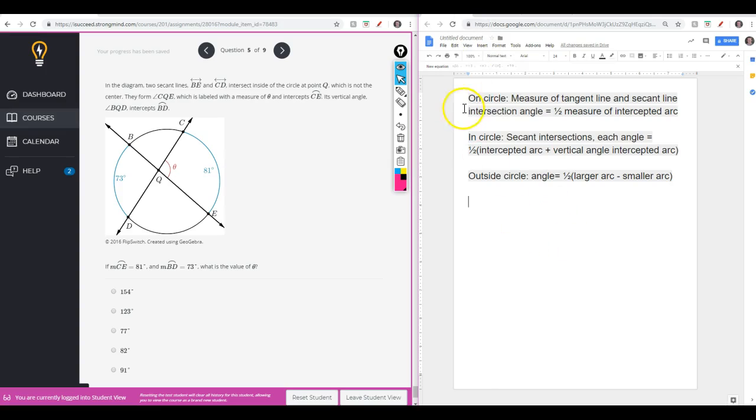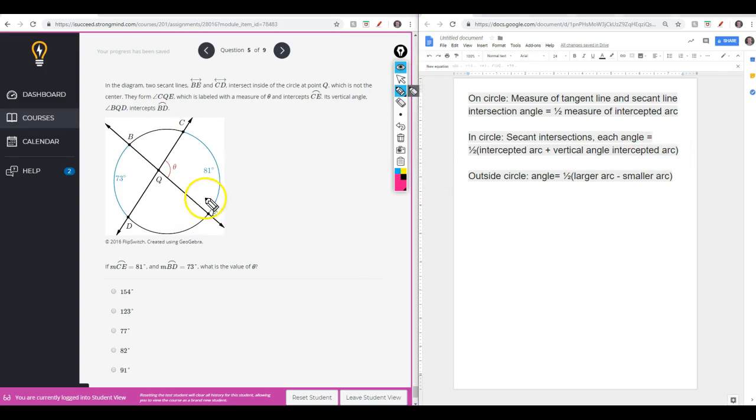Okay, so this is inside the circle, the secant intersections, because these are two secant lines. It's given right there. And this is saying that each angle is equal to half of the intercepted arc plus the vertical angle's intercepted arc.